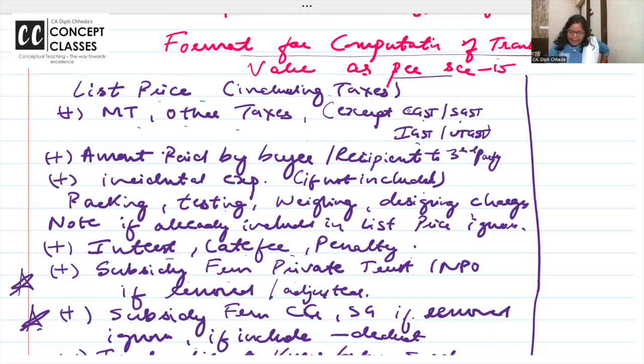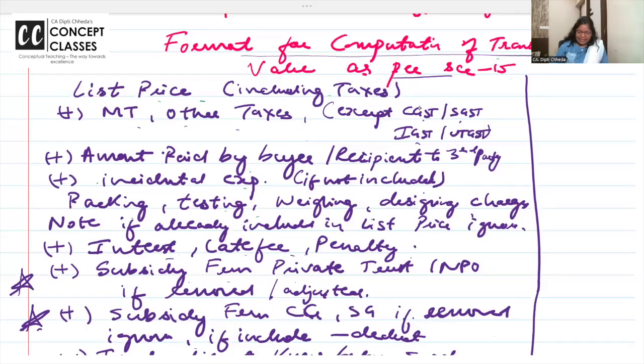Add the amount paid by the buyer, the recipient, to the third party. Add incidental expenses, packing, testing, weighing, designing, all. If many times in the exam they say the list price already includes testing and weighing charges, then don't add again. Ignore it. So, I can't give you a fixed format. This is always added. This is always deducted. This is always ignored.